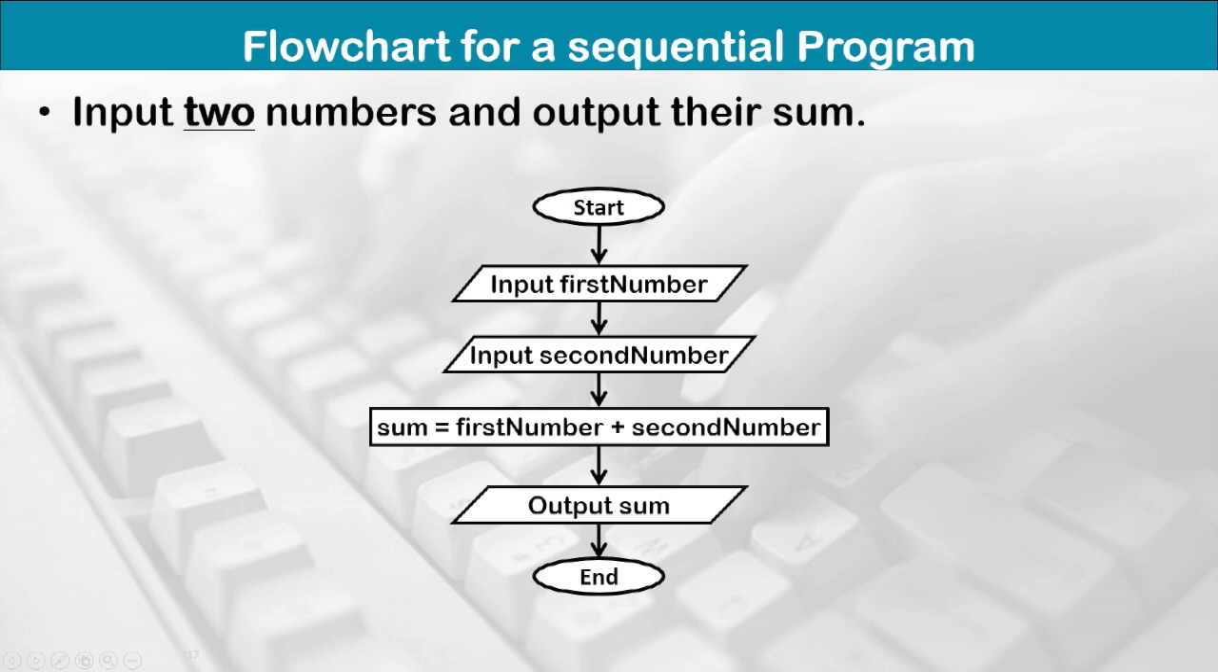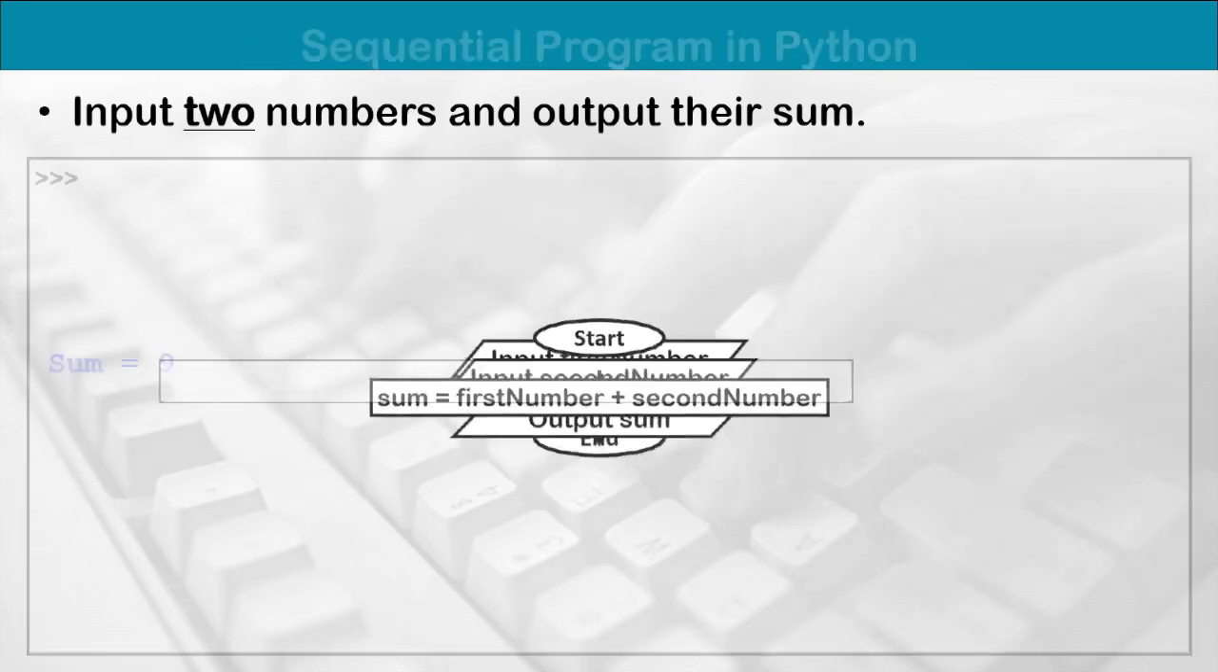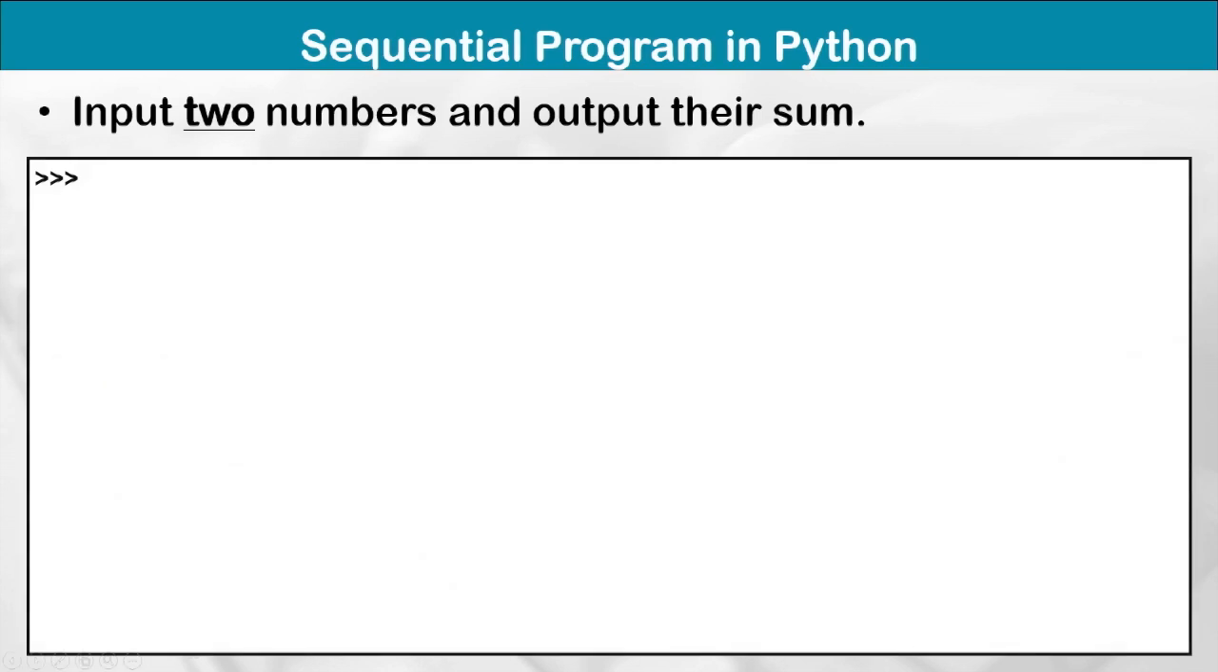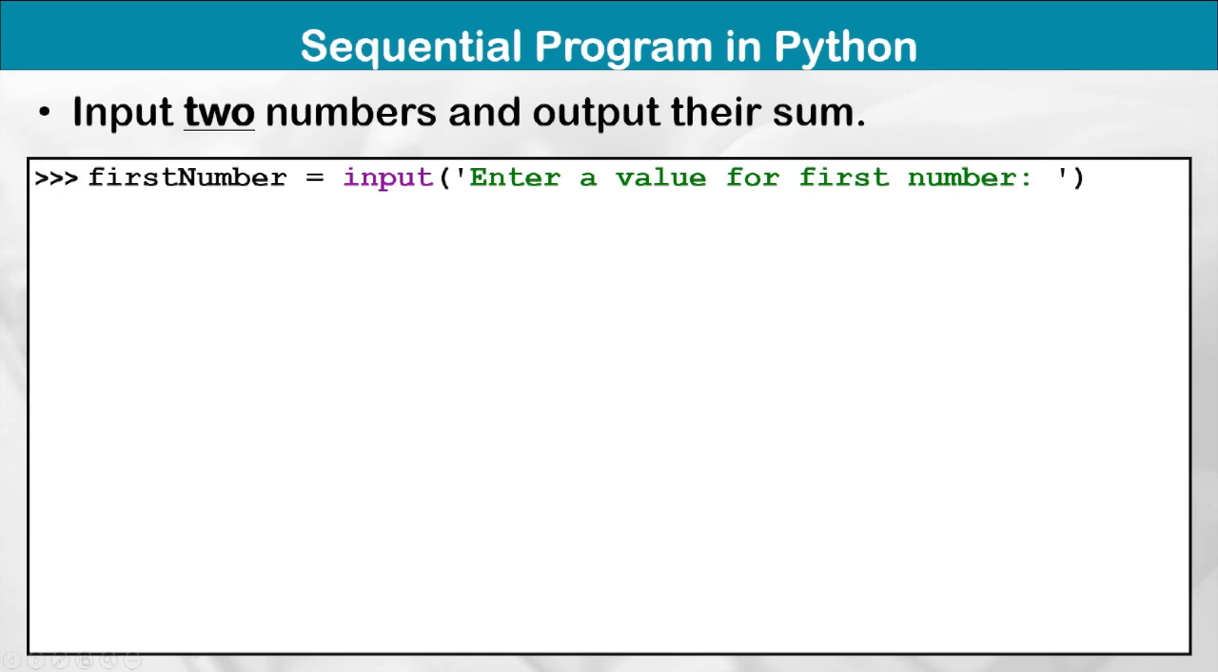We will write all this using Python statements. first_number is equal to input with the prompt "Enter a value for first number". This displays the prompt or message "Enter a value for first number". Type 4 as first number.